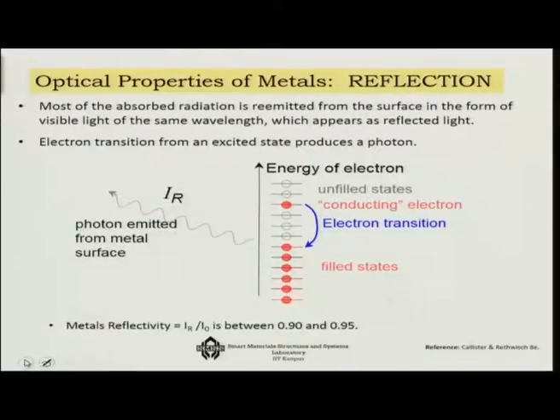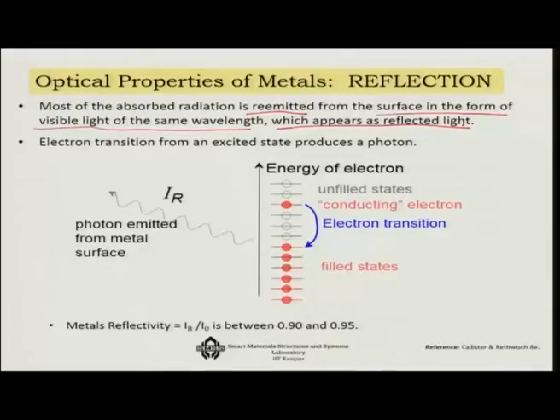Now, most of this absorbed radiation is actually re-emitted from the surface in the form of visible light of the same wavelength, which appears as the reflected light. So when we see that some light is reflected, it is not the same light which was incident on the system. That is what we have to understand: light falls on the metallic surface and then that light gets absorbed by the electron.